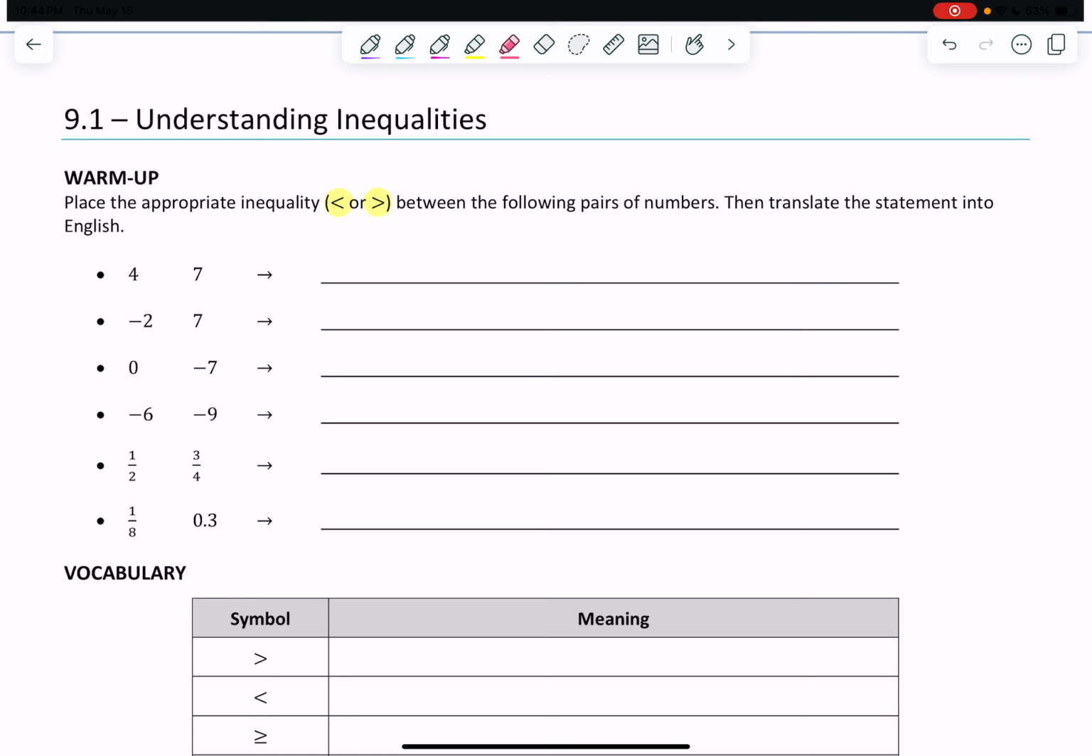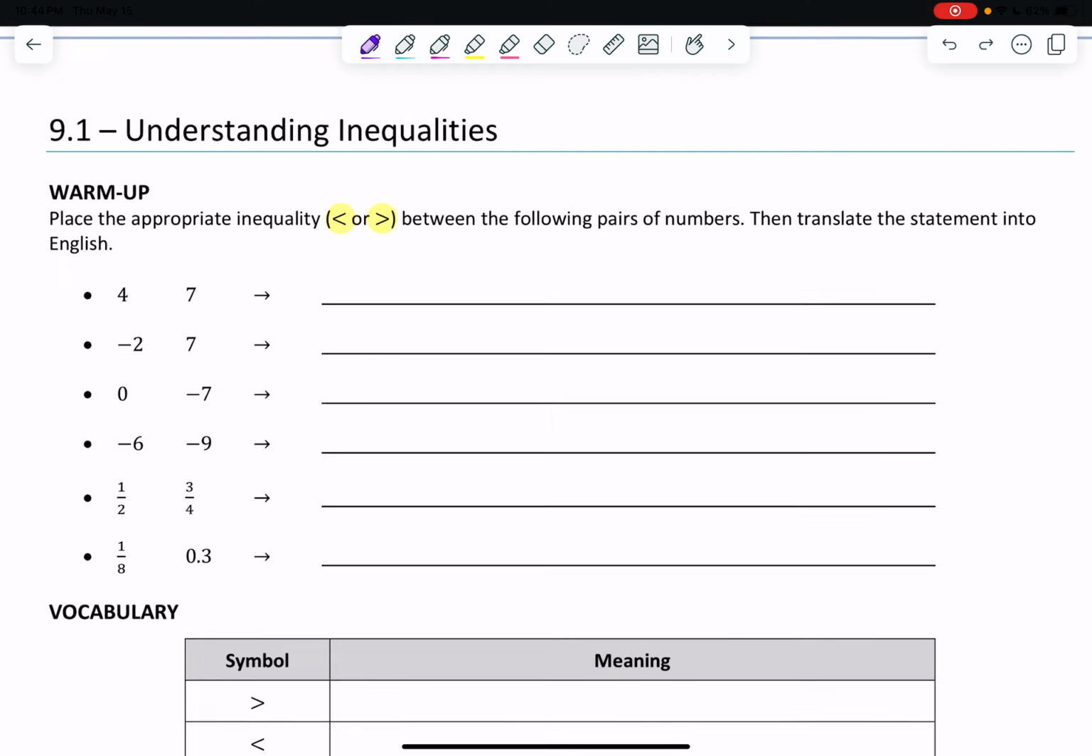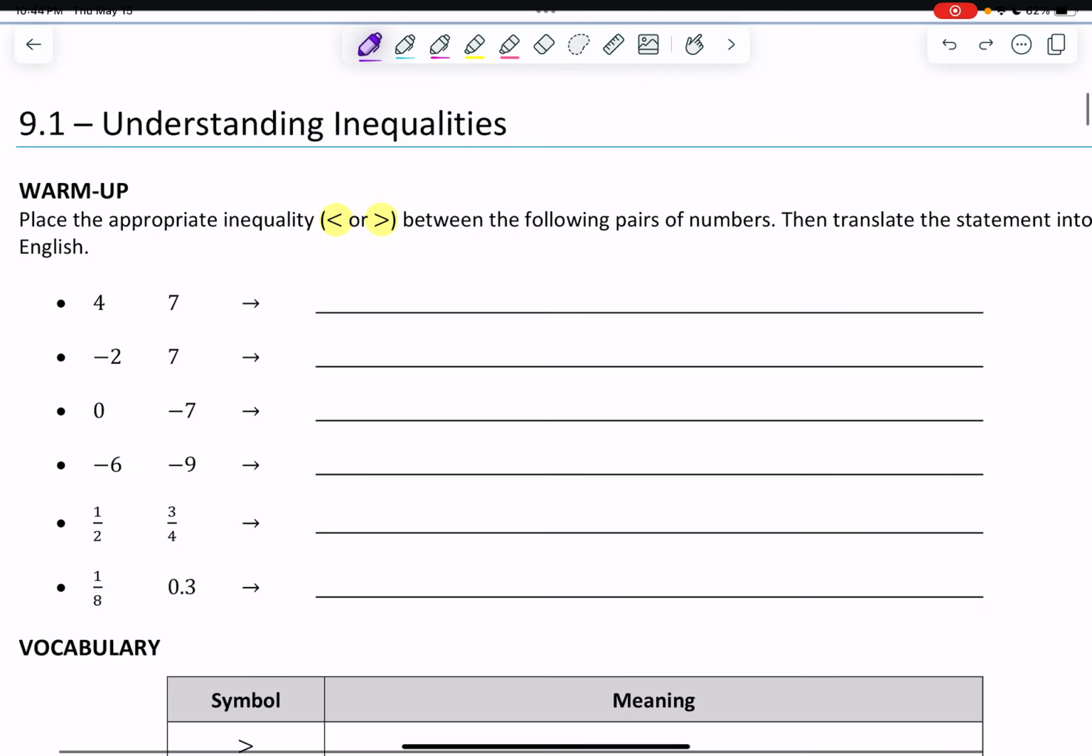Now, just a quick reminder that in English we read from left to right. So once I've put that inequality symbol in between, I want to make sure that when I translate it, I'm reading the 4 before I'm reading the 7. So let's just do the first one together here. When I put the symbols in between, I know to have the symbol in this direction.